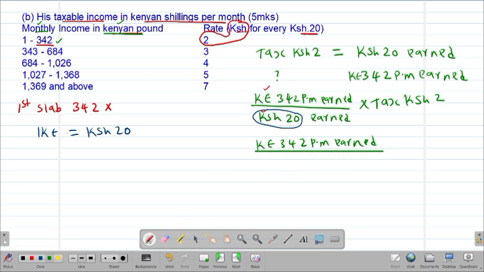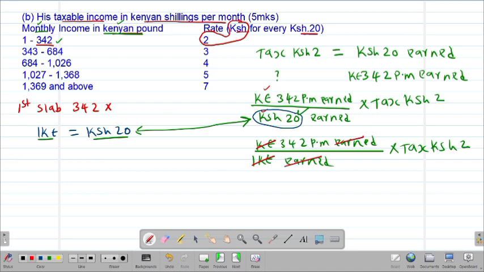So we've clearly seen that 1 Kenyan pound will be equal to 20 Kenya shillings. What about 20 Kenya shillings? Of course, the 20 Kenya shillings will be equivalent to 1 Kenyan pound. So I'll have 1 Kenyan pound, which is being earned. Then I'm going to multiply by a tax of 2 Kenya shillings, so that the Kenyan pound and the Kenyan pound can cancel out.